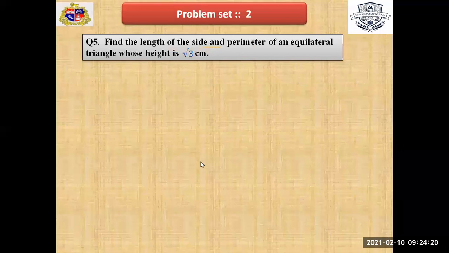Now question number 5. Find the length of the side and perimeter of an equilateral triangle whose height is root 3 centimeter. Okay, student. So here again, the term equilateral triangle, we consider an equilateral triangle. In this question, first we have to find the length of the side and then find the perimeter of the equilateral triangle.